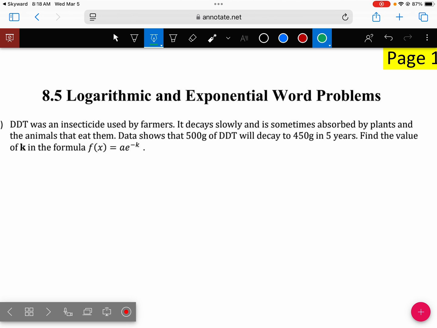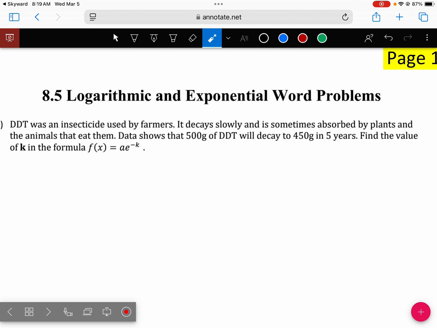Okay, thank you. All right, so I'm going to read it twice. The first time I read it, I'm going to see what information looks important. I'm just going to kind of read it, and then the second time I'm going to circle important information. So it says DDT was an insecticide used by farmers. It decays slowly and is sometimes absorbed by plants and the animals that eat them. Data shows that 500 grams of DDT will decay to 450 in 5 years. Find the value of K in the formula.